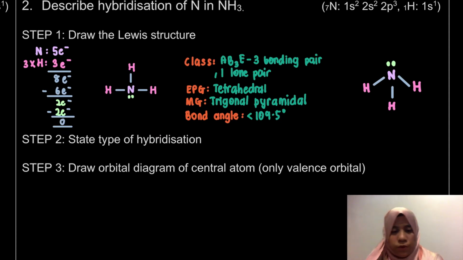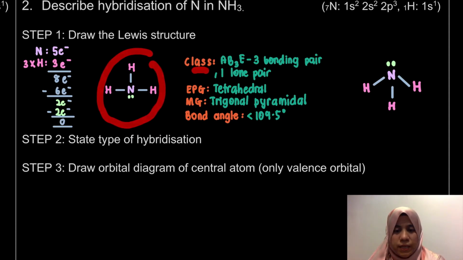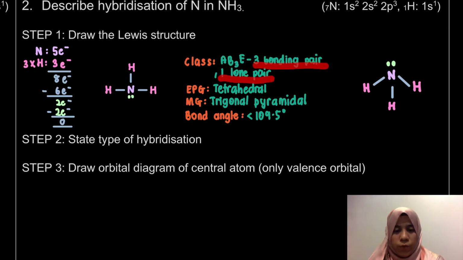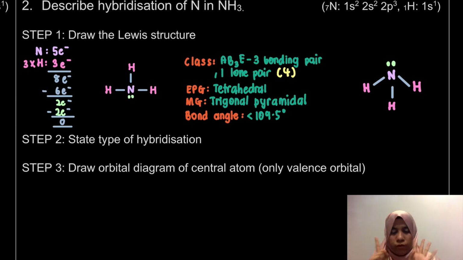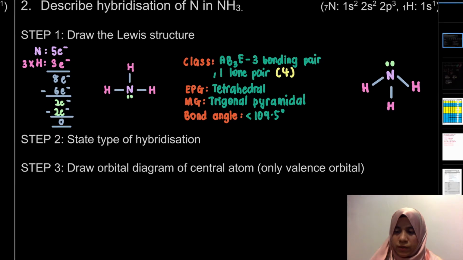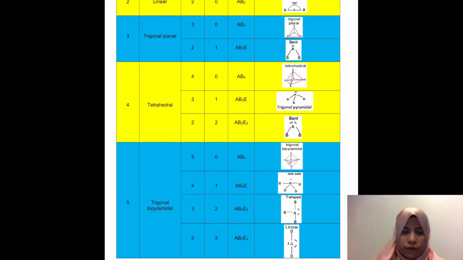Okay, so from our Lewis structure here, then we know class dia adalah AB3E. 3 bonding pair dengan 1 lone pair. Sebab 3 bonding pair bonded pada 1, 2, 3 hydrogen. 1 lone pair, ni satu je lone pair. Okay, so total dia dekat sini adalah 4. Kan? 3 plus 1. So total dia 4. So, the electron pair geometry dia adalah tetrahedral. The molecular geometry is trigonal pyramidal. So, kalau tak hafal tak apa. Tengok pada summary ni. Kat sini, yang 4 tetrahedral ni. Yang AB3E. 3 bonding pair, 1 lone pair. So, sini tetrahedral dengan trigonal pyramidal.